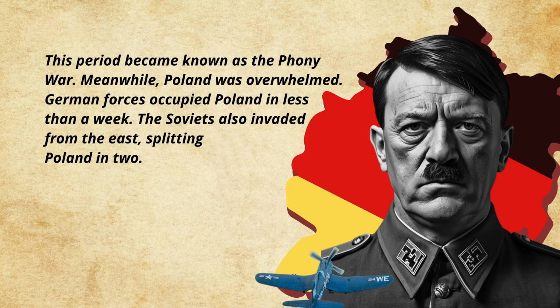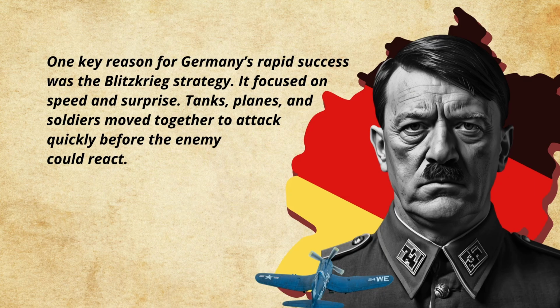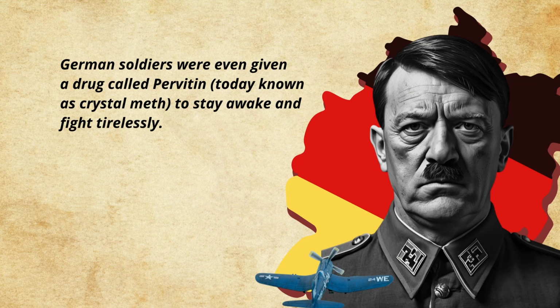Meanwhile, Poland was overwhelmed. German forces occupied Poland in less than a week. The Soviets also invaded from the east, splitting Poland in two. One key reason for Germany's rapid success was the Blitzkrieg strategy. It focused on speed and surprise. Tanks, planes, and soldiers moved together to attack quickly before the enemy could react. German soldiers were even given a drug called Pervitin, today known as crystal meth, to stay awake and fight tirelessly.